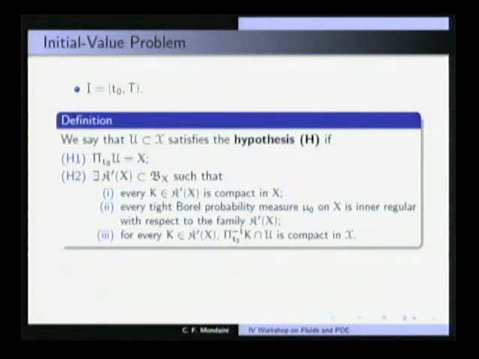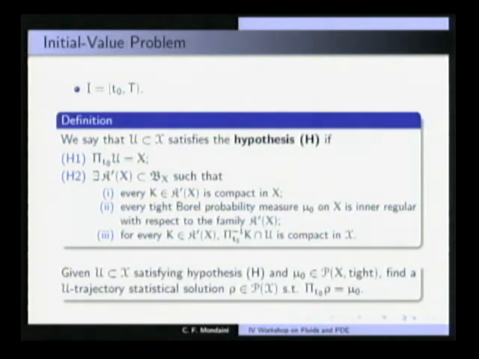We require this. And the other one is, in general, we consider this third condition to be satisfied by every set K in this subfamily of the family of our sets, which is a subfamily of the compact sets. And then our initial value problem is stated like this. Suppose you have a set U satisfying this hypothesis H, and suppose you are given a Borel probability measure mu naught, and you want to find a U trajectory statistical solution rho such that the projection of this measure at time t naught is equal to your initial measure.